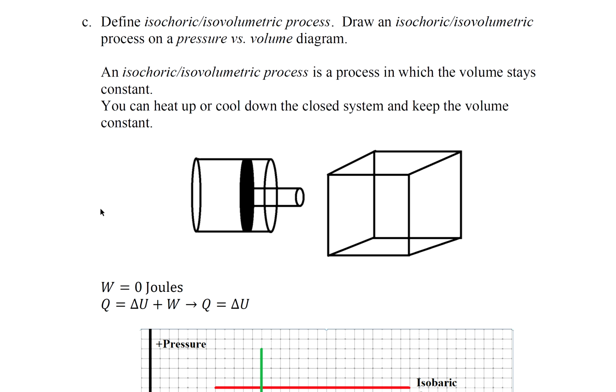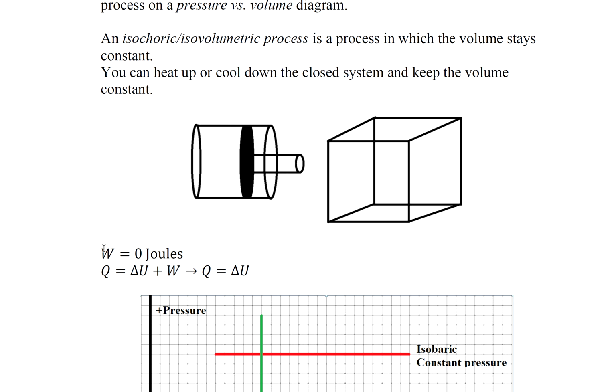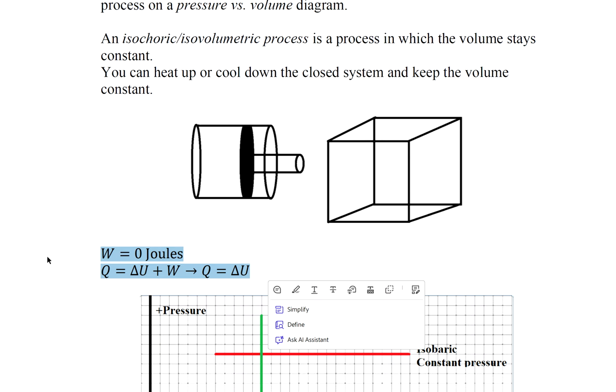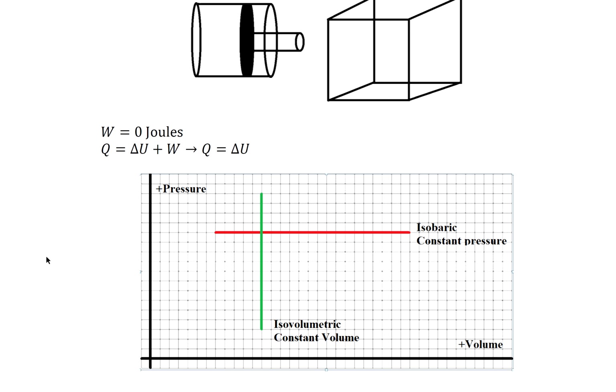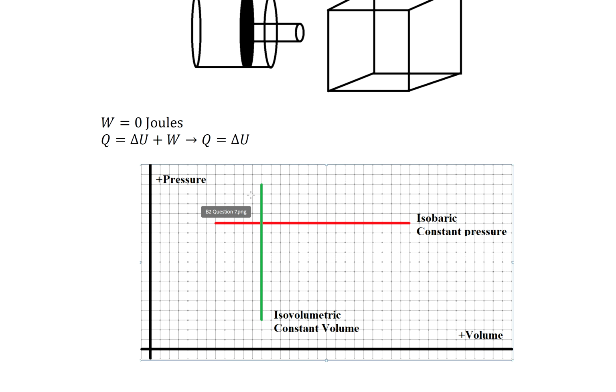Part C, define isochoric or isovolumetric process. Draw an isochoric or isovolumetric process on a pressure versus volume diagram. An isochoric or isovolumetric process is a process in which the volume stays constant. You can heat up or cool down the closed system and keep the volume constant. So W equals 0 joules. So Q equals delta U. And here we have that vertical line, constant volume.